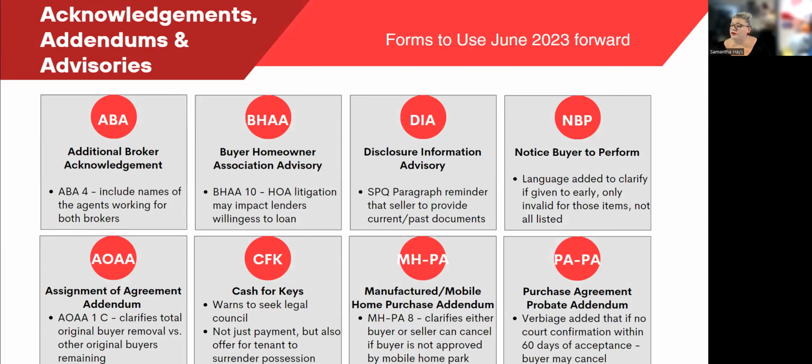The disclosure information advisory has been updated. This is something that we've kind of always known, but now it is in writing: it reminds the seller to provide any current and past documents, reports, anything along those lines. With the way the market's running right now, I've had more cancellations than I had in the past. Remember, any inspections completed by the buyer per the RPA are to be provided to the seller within 3 days of receipt. And that survives cancellation at no cost to the seller.